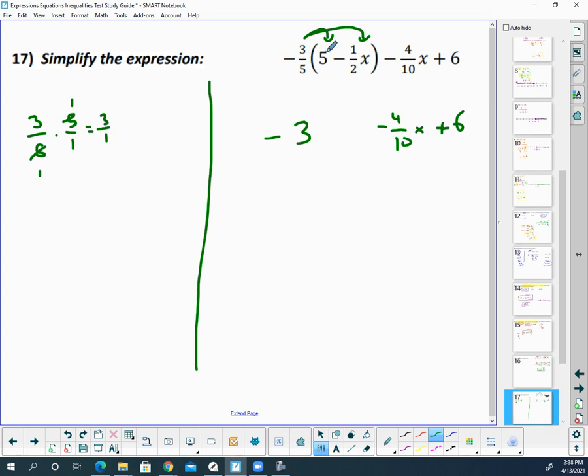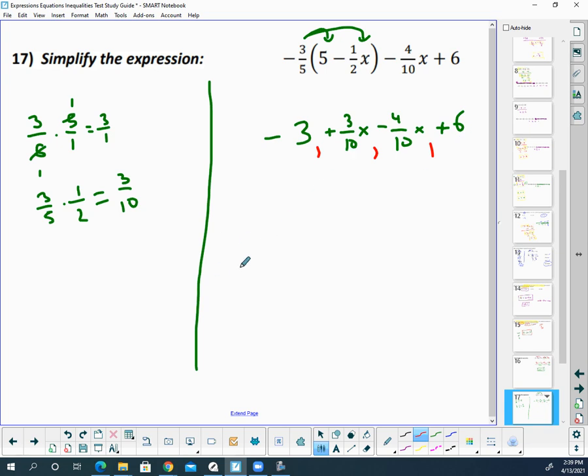Now, -3/5 times -1/2. A negative times a negative is a positive. 3/5 times 1/2. If I multiply across, I can't simplify anything, so this would become 3/10. So this is +3/10. And don't forget your x. So my terms are -3 and +3/10 x and -4/10 x and +6.